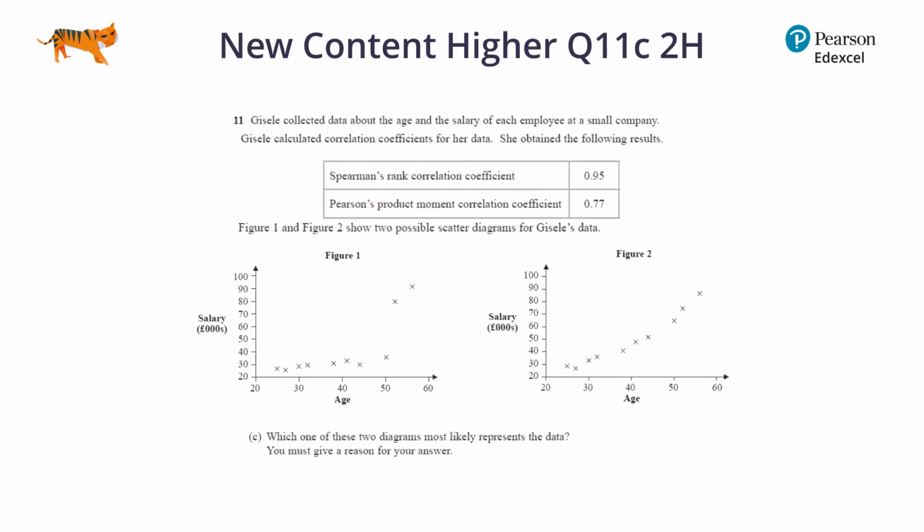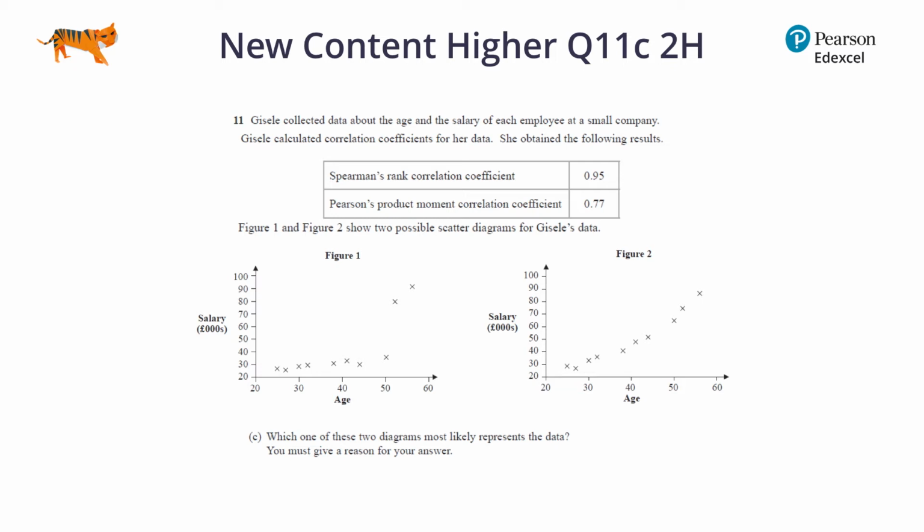Now we will look at a new content question that was question 11C on paper 2 higher. This was a question where they had to understand the difference between Spearman's rank correlation coefficient and Pearson's product moment correlation coefficient on a scatter diagram. This part of the question proved to be the most challenging item on the entire paper.